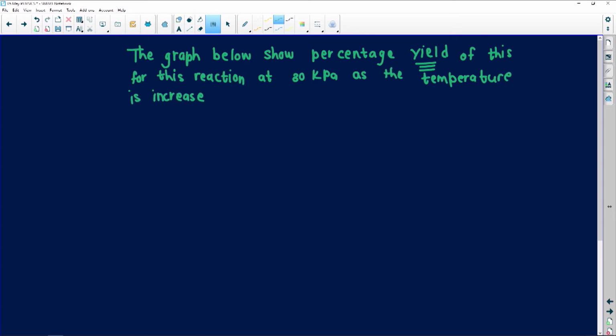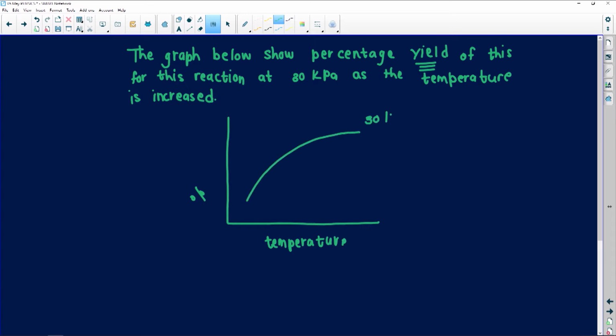Then they've given us a graph, and this is how our graph looks. I'm just going to write percentage like that. I'm a lazy person. And then we've got temperature on this side. And this is how our graph looks. It starts here. There are no values, going all the way up, and then it comes to 30 kilopascal. Before we answer this question, I want us to look at it.